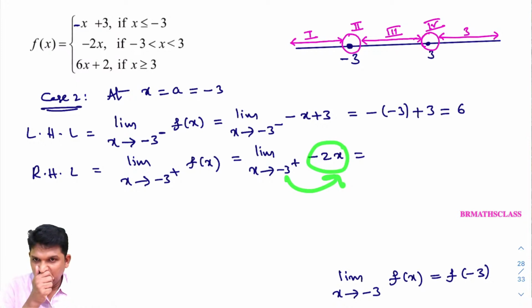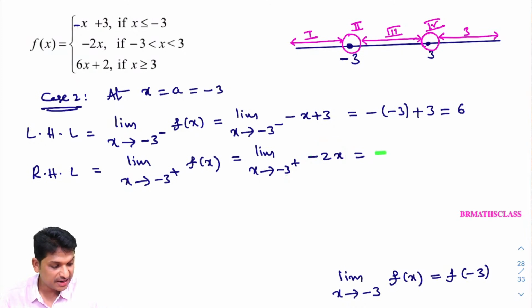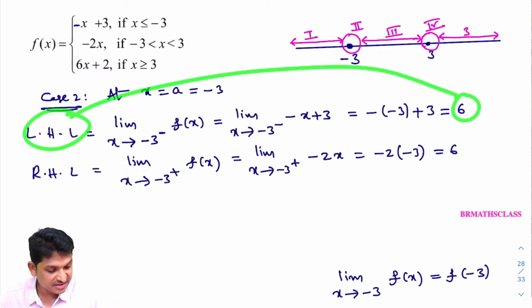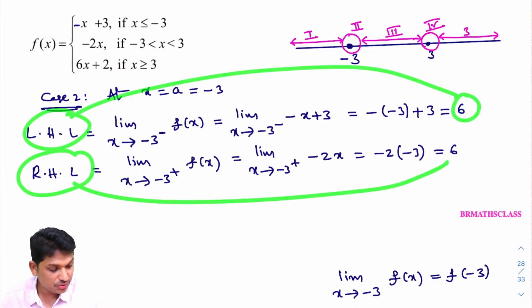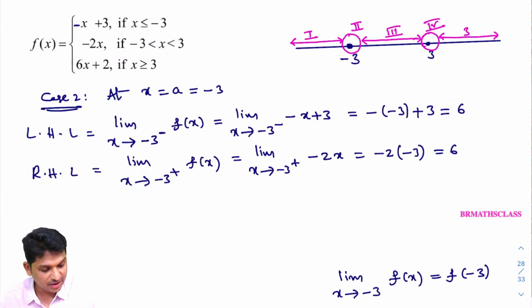In this, wherever x is there, there you write minus 3. Then what you will get? Minus 2 into, what is x? In place of x, we will write minus 3. That equals 6. You observe here, left hand limit is 6, right hand limit is also 6. Left hand limit is 6, right hand limit is 6. Left hand limit equal to right hand limit.